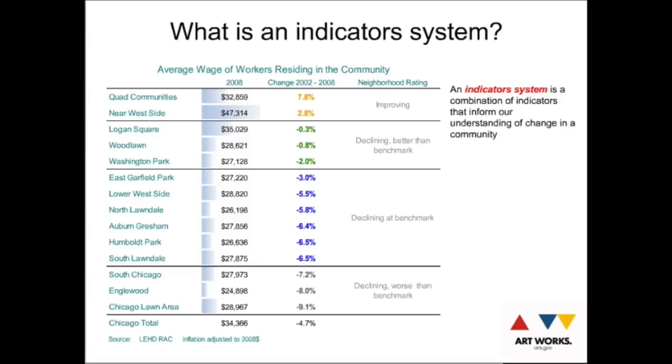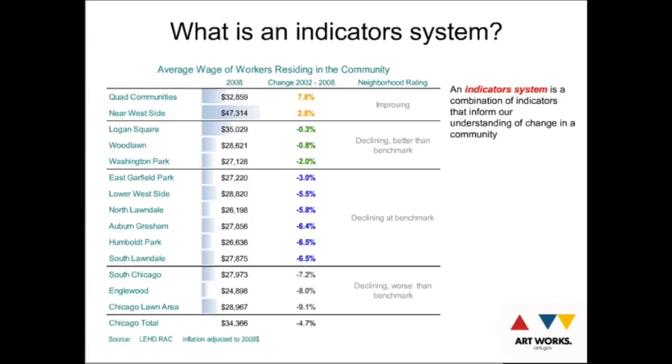In this example from an indicator system, we're looking at a table showing the average wage of workers in different communities in Chicago. In the left column, you see a list of the neighborhoods of interest in this system. In the second column, you see the average wage in 2008 for each of these neighborhoods.